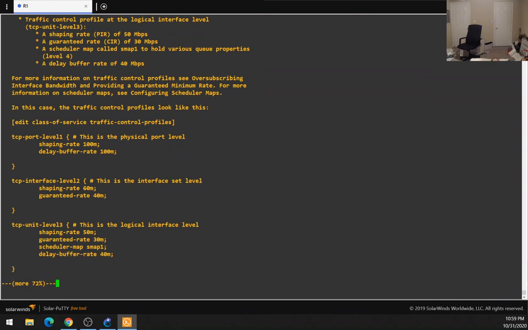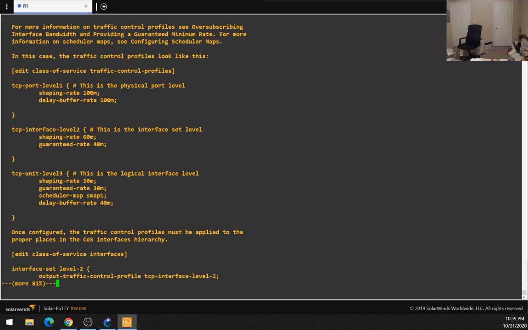40 megabits per second. For more information on traffic control profiles, see oversubscribing interface bandwidth and providing a guaranteed minimum rate. For more information on scheduler profiles, see configuring scheduler maps. In this case, the traffic control profiles look like this.